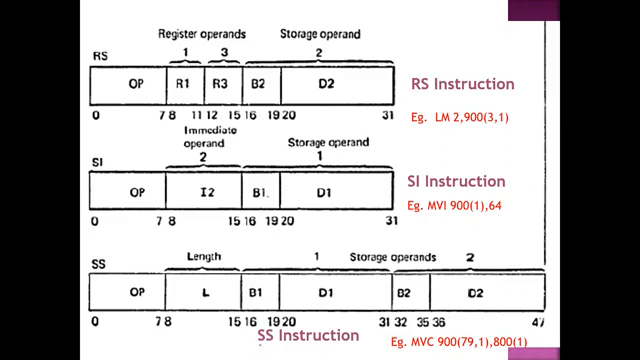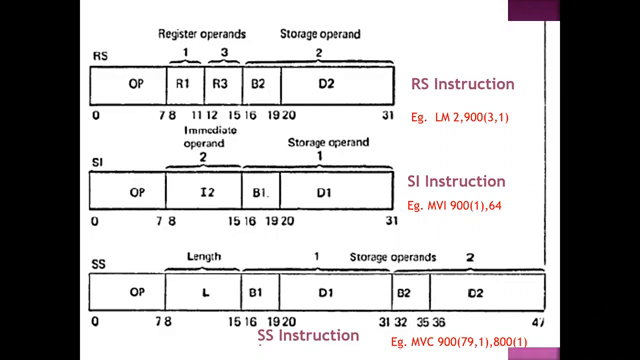So first of all, let me tell you what are the different types of instructions. RR instruction, RX instruction, RS instruction, SI instruction and SS instruction. In that, RR and SS are different. All the other three instructions are 4 bytes. RR instruction is 2 bytes, SS instruction is 6 bytes. So this is what you should remember.